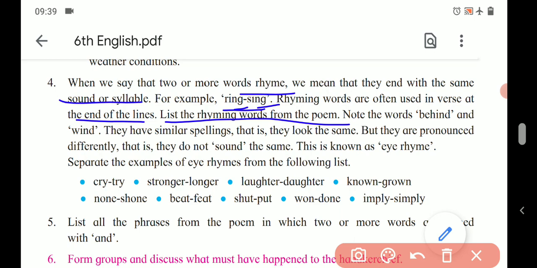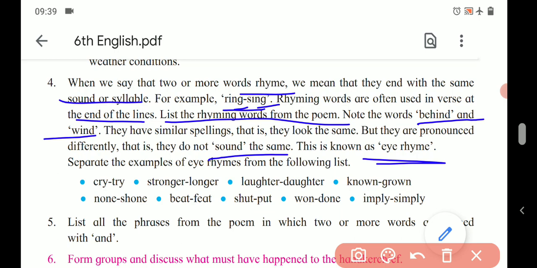From the second stanza, that is not a pair of rhyming words. Let us see why it is so. Note the words behind and wind. They have similar spelling. That is, they look the same. That is, the ending is special, but they are pronounced differently. See, behind, wind. Instead of this, they are read as behind, wind. That is, they do not sound the same. This is known as eye rhyme.